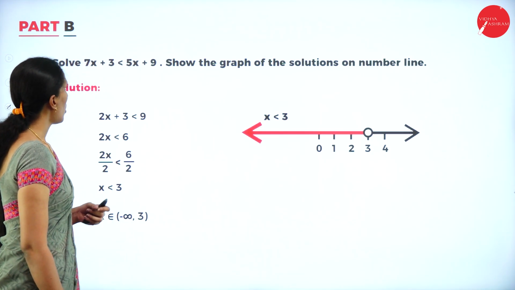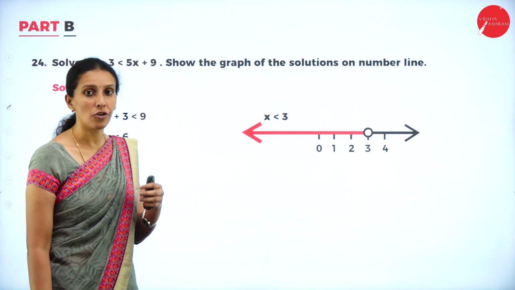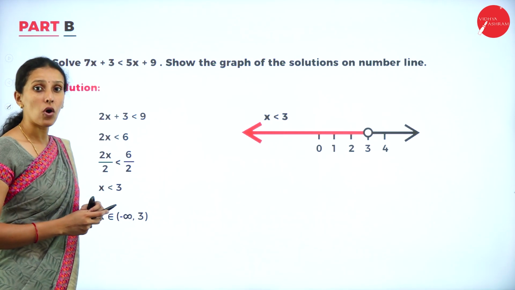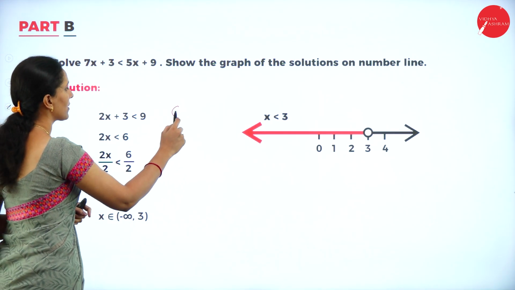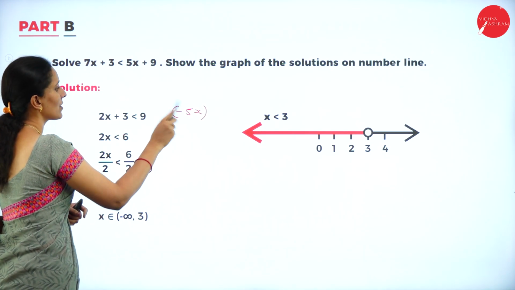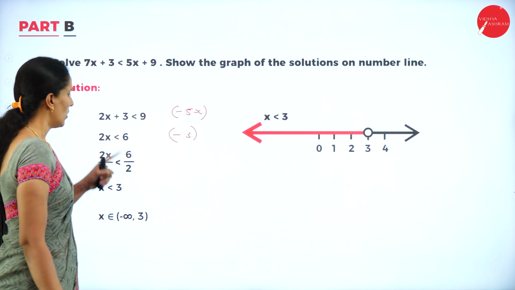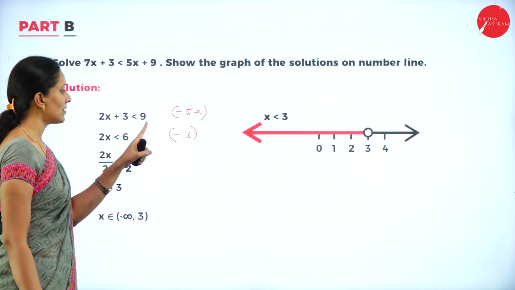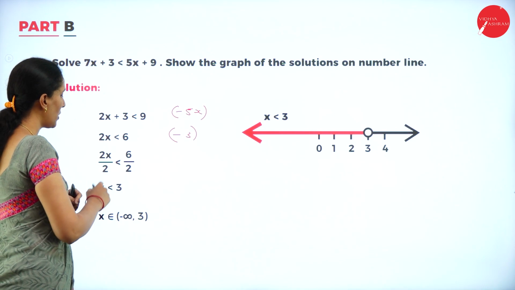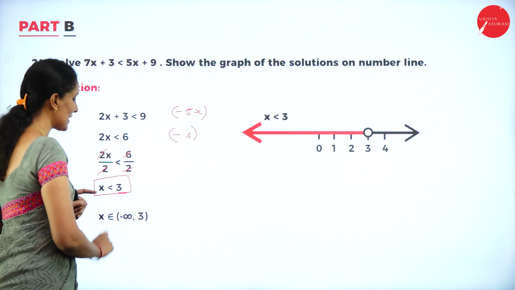Next one. Solve 7x plus 3 less than 5x plus 9. Show the graph of the solutions on the number line. First, let us solve this. Let me subtract 5x on both sides. 7x minus 5x is 2x, and 5x minus 5x gets 0. Next, let me subtract 3 on both sides. So, 3 minus 3 becomes 0, and 9 minus 3 is 6. Next, let me divide both sides by 2. So, when you cancel, it becomes 3 here. Clearly, the solution is x less than 3.